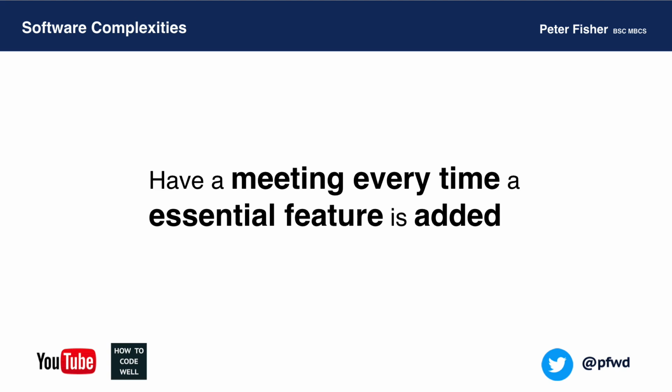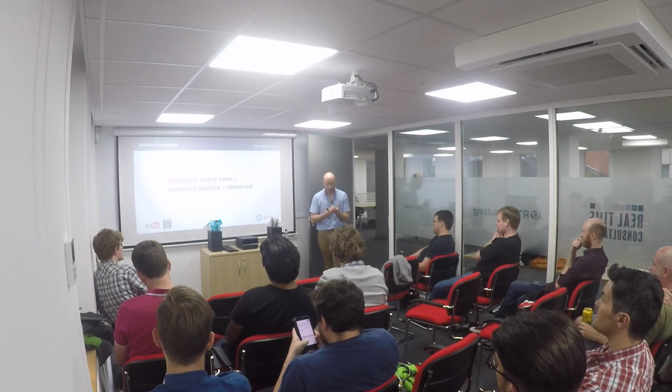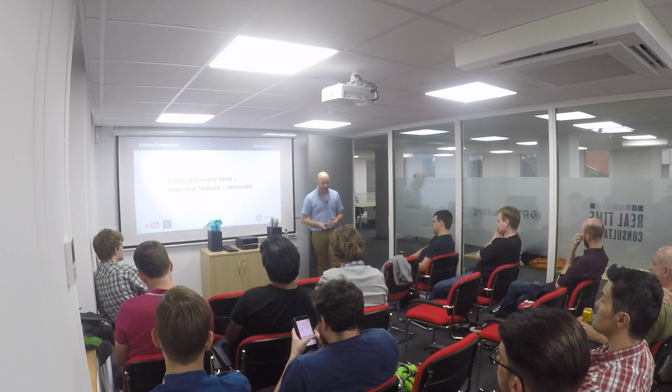So I say, have a meeting every time an essential feature is added, because everybody should be involved in this. The developers need to be involved in this. You need to think about how this is going to affect and impact the other systems. And also celebrate every time an essential feature is removed, because you are making the thing less complicated and therefore more simple for the end user.